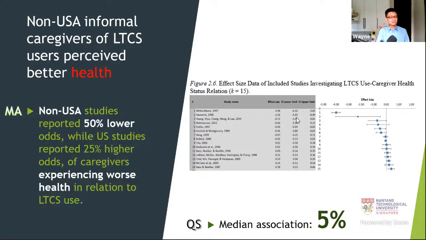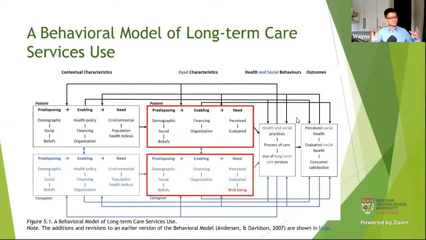So what we are saying is, look, there is a relationship between caregiving, whether it's caregiving burden, caregiving depression, or caregiving health status, what we call caregiver well-being, and use of long-term care services. Often with the previous Andersen and Davidson model, 2007, we said whether a person uses or does not use long-term care essentially depends on that individual, that person.